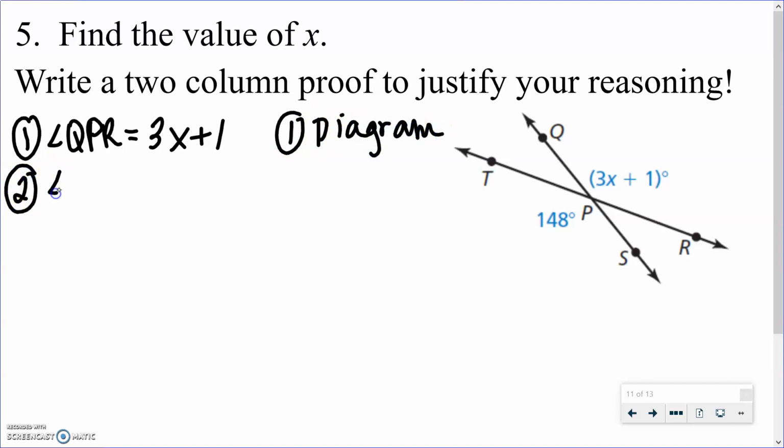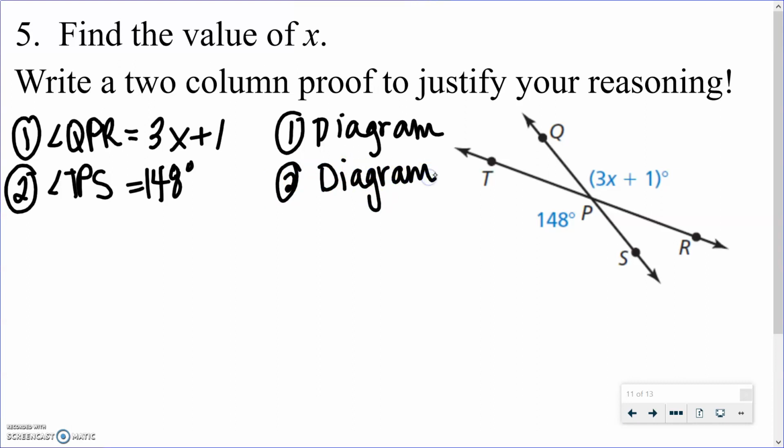We also know that angle TPS is equal to 148 degrees, also in the diagram. So we have number 3, and what we want to do is find the value of x. That's going to be our last statement, is finding that value of x.